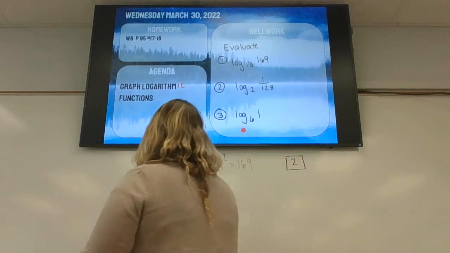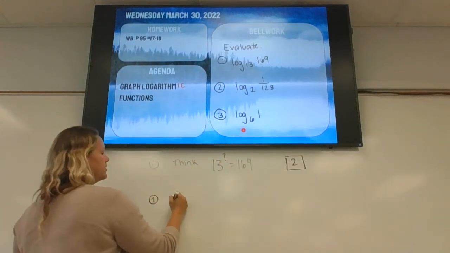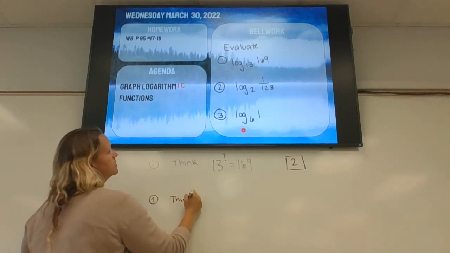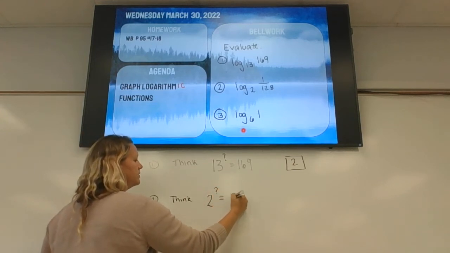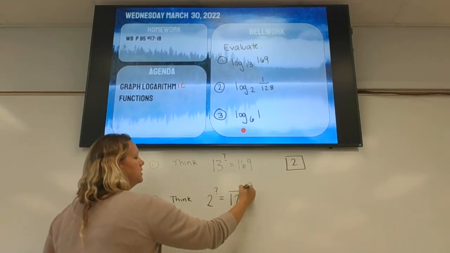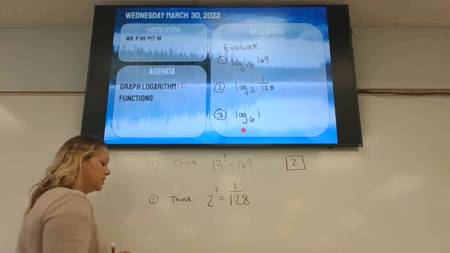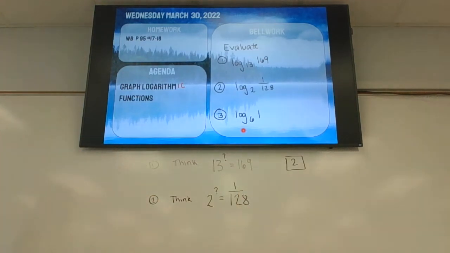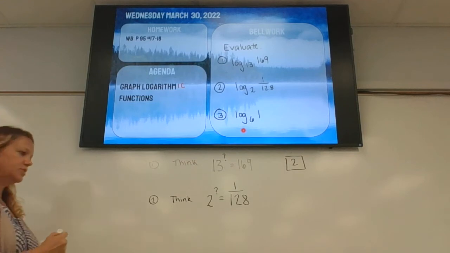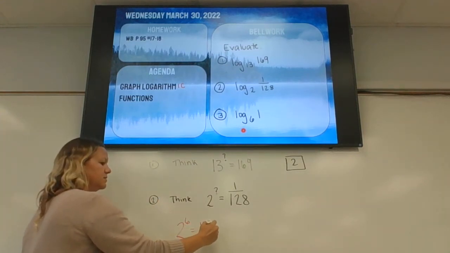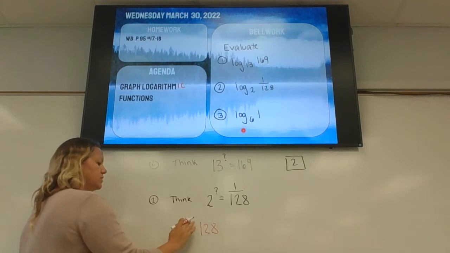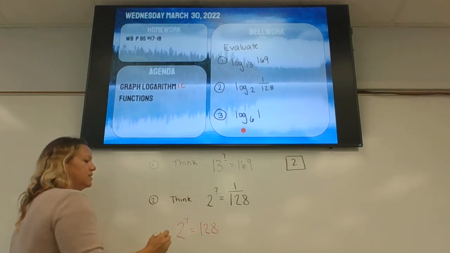No, you really don't. For number 2, I have to think, 2 to what power equals 1 over 128. It's negative 6. So 2 to the 6 is... 2 to the 7th is 128.